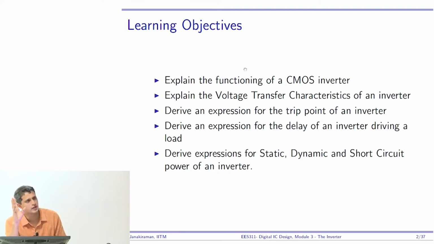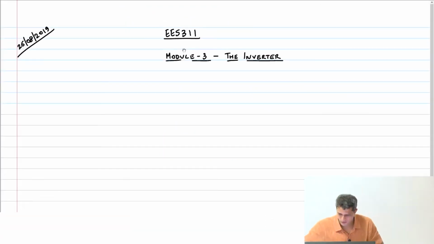If it's too close to VDD, then it will take a long time to switch to logic high. If it's too close to ground, then it will take a long time to switch to logic low, and so on. Then you should be able to derive an expression for the delay of an inverter driving a particular load. Then you should be able to derive expressions for static, dynamic, and short circuit power of an inverter. With regard to power, this is the only thing that we will be doing in the entire course. I will tell you what the short circuit power is, what dynamic power and what leakage power are. Same thing will apply to other logic gates, but beyond this we will not deal with power in this particular course. So let's now get going.